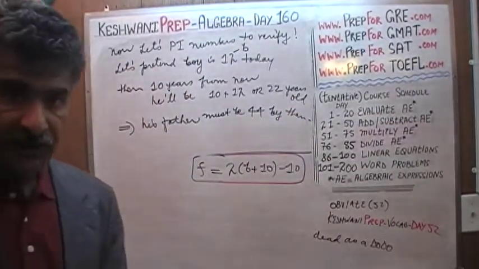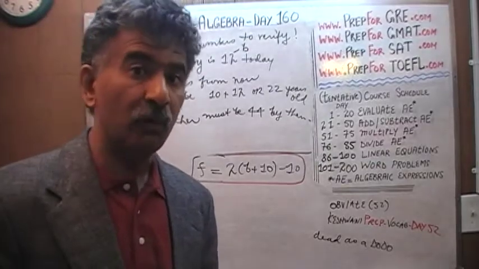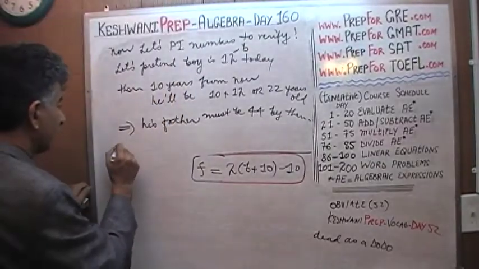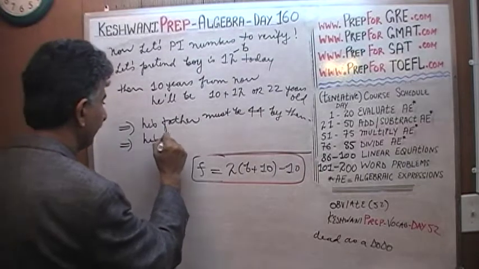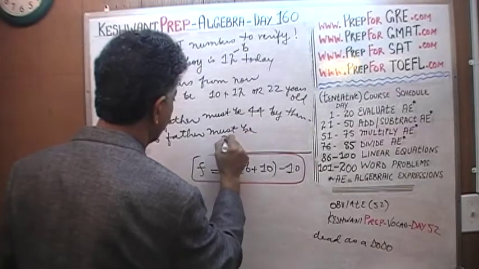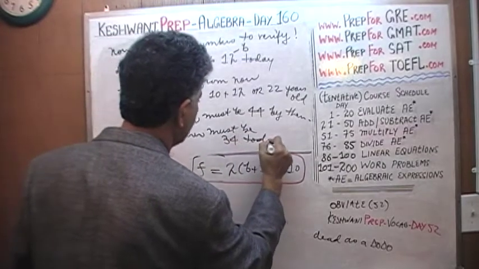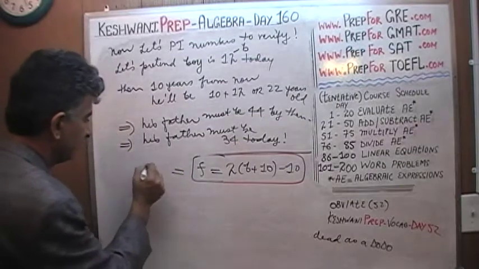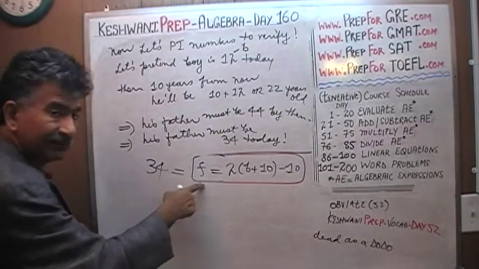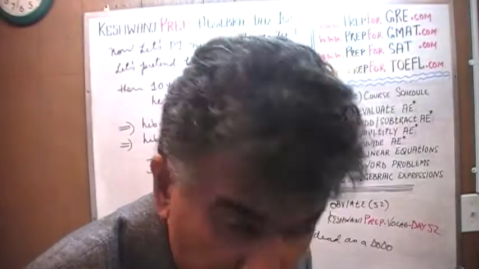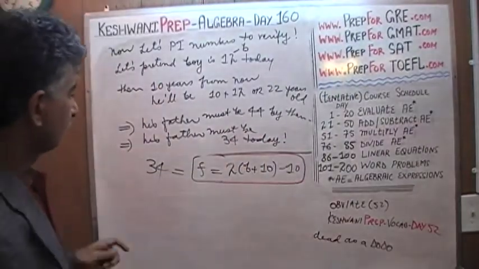Okay, you have to follow the logic. That's all it is. His father must be 44 by then. Well, if that were correct, then that in return implies that his father must be 34 today. Voila. This thing better give us 34. If this thing does not give us 34, we are in trouble. We have made a boo-boo. So let's do it together.